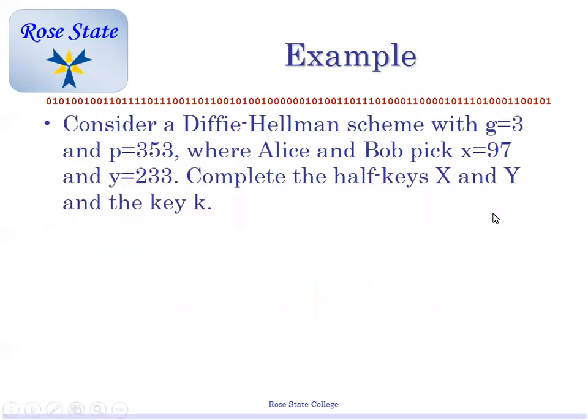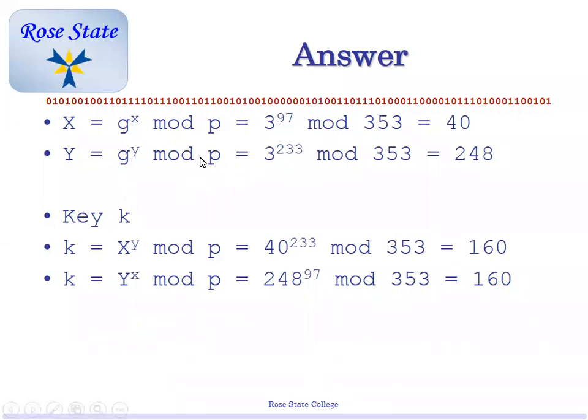And this small y right here, this 233, is what Bob picked. So remember, we shared the G and the P. So 3 to the 233 mod 353 gives us 248. Now for the key, we just use the 40 and the 233, then the 248 and the 97. And the results are the same. Works every time. And that's all there is to this entire thing. It's very simple to do. Writing a program for this is super crazy easy. Okay, see how that works?